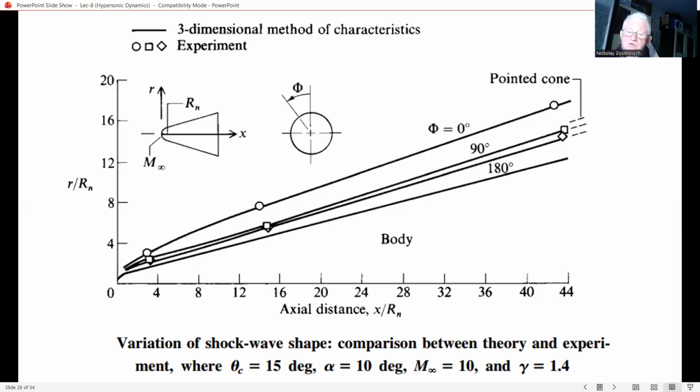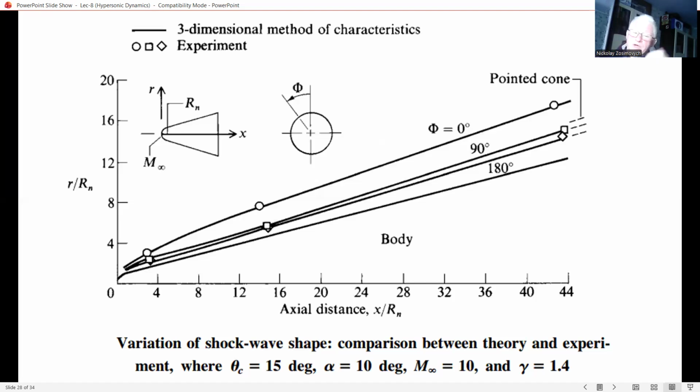For the wind tunnel data, the Reynolds number referenced to the cone base radius is 0.6 times 10 to the power 6. Agreement between the three-dimensional method of characteristics and experiment is excellent for this case. This in practice happens very seldom, by the way.